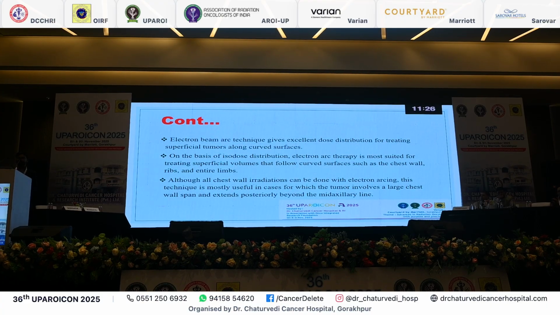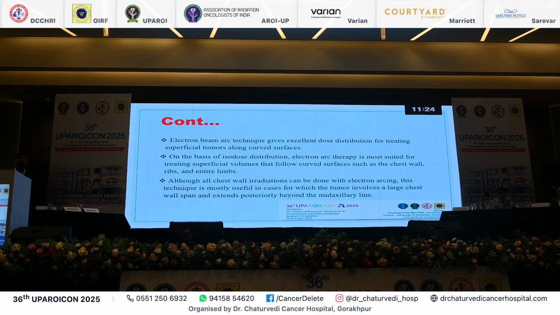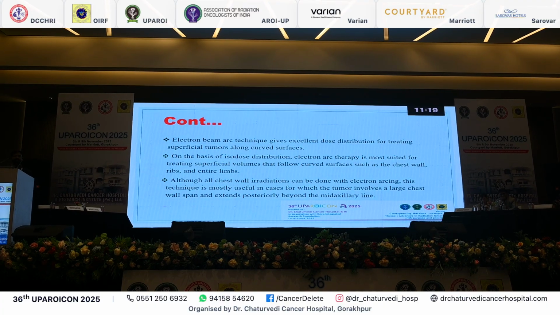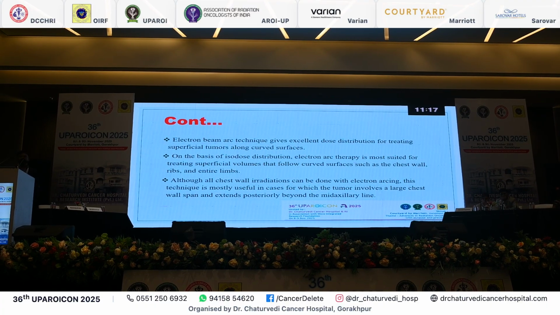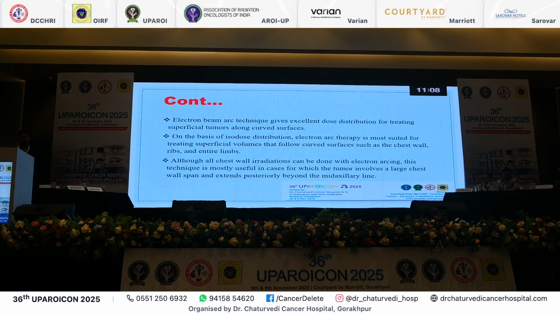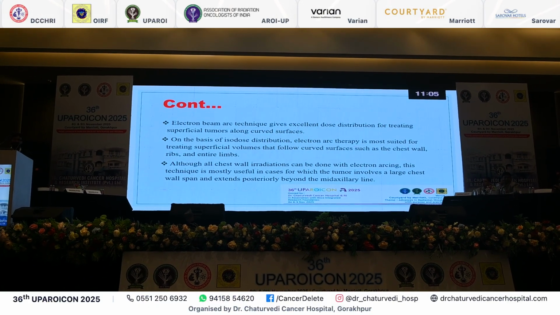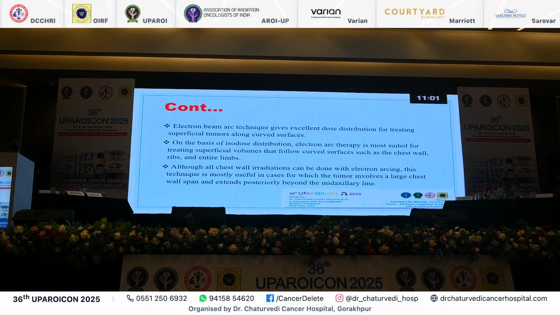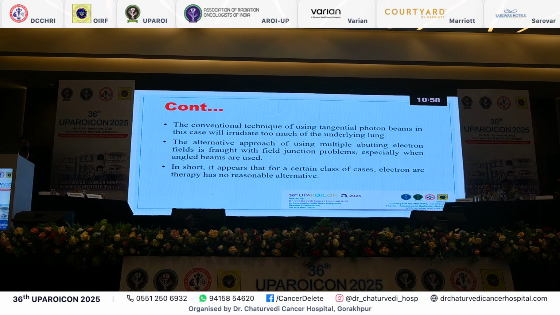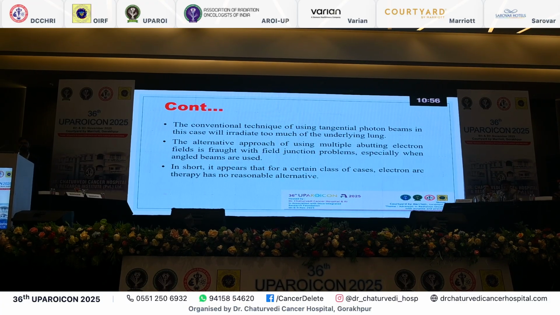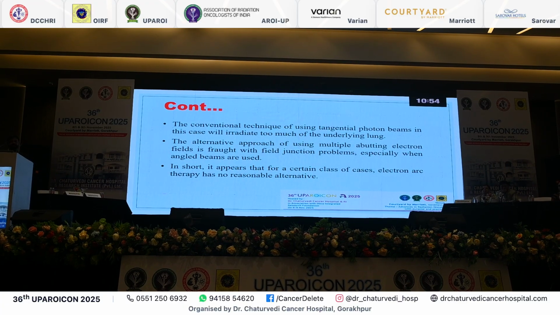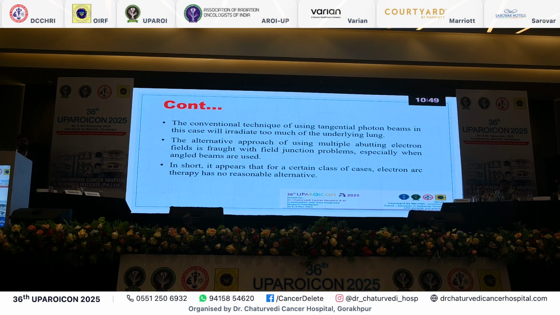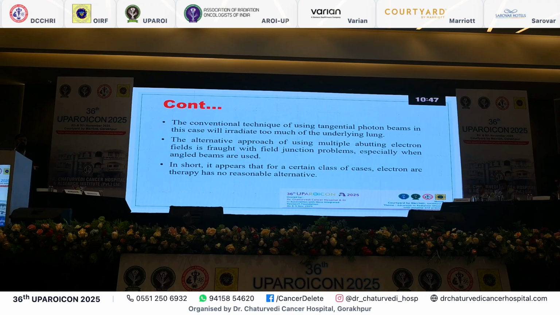On the basis of isodose distribution, electron arc therapy is most suited to treatment of superficial volumes that follow curved surfaces such as the chest wall, ribs and entire limbs. It is mostly useful in cases for which the tumor involves a large chest wall span and extends posteriorly beyond the midaxillary line. The conventional technique of using tangential photon beams in this case will irradiate too much of the underlying lung. That's why we use electron arc therapy.